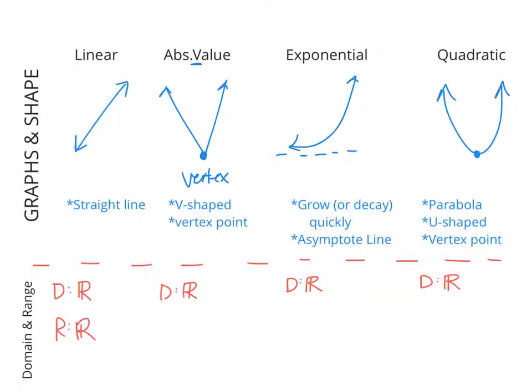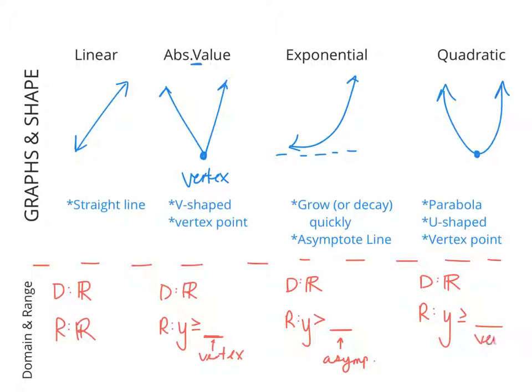Range on absolute value, this one is just going to go up forever or down forever. So range a lot of times is going to look like y is greater than or equal to some value. And this value right here is going to come from the vertex. Very similar on exponential. Range is going to be y is greater than. Remember, this time it's greater than because there's this asymptote line. So this greater than number is the asymptote number. And then the last one, parabola is very similar to absolute value. Y is going to be greater than or equal to, again, this vertex number.